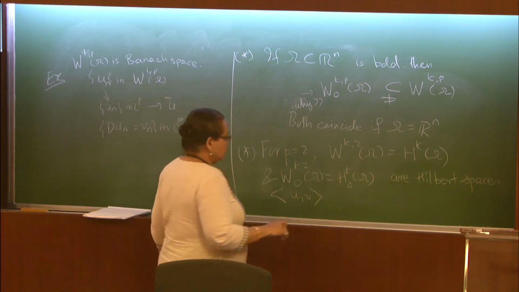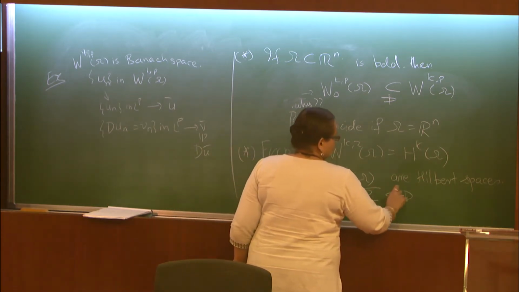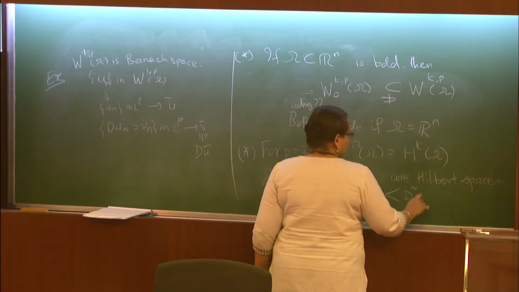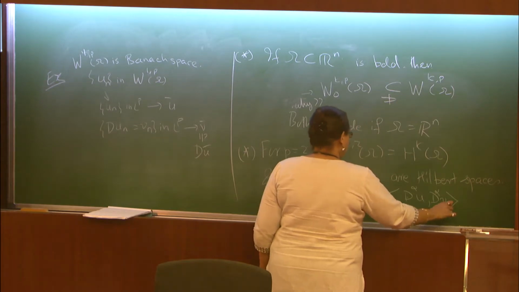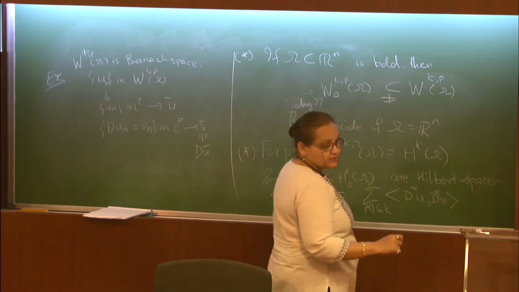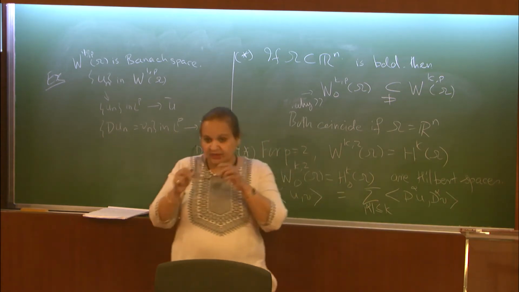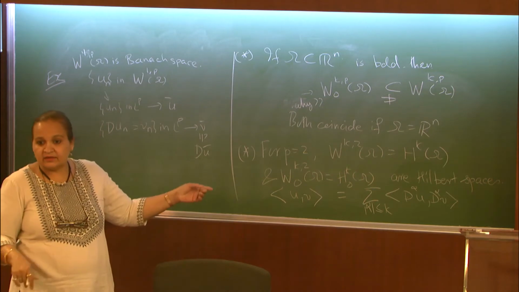u, v is going to be equal to the summation of inner product of D^α u, D^α v, mod α less than or equal to k. I am allowing α to be equal to 0 as well. So it is the natural inner product.